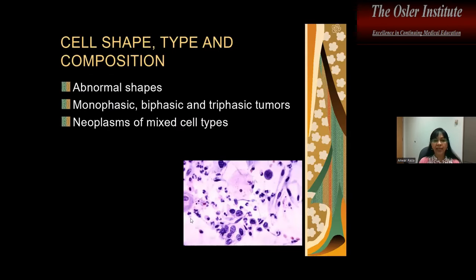Now, look at the cell shapes. What else do you see? Do you have a mixture of cell types or not, right? So look for the cell shapes. Do you see abnormal shapes? Does this lesion appear to be monophasic, biphasic, or even triphasic? You would expect that in Wilms classically. And then sometimes you have neoplasms of mixed cell types as well, right?